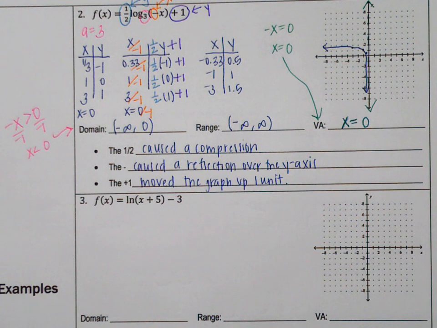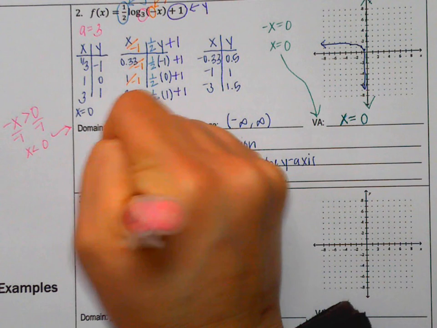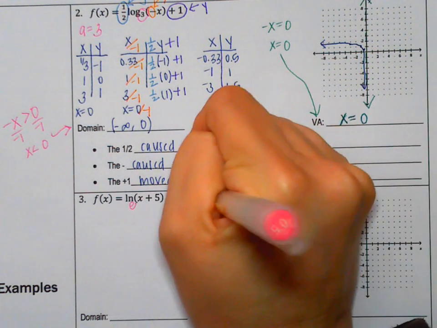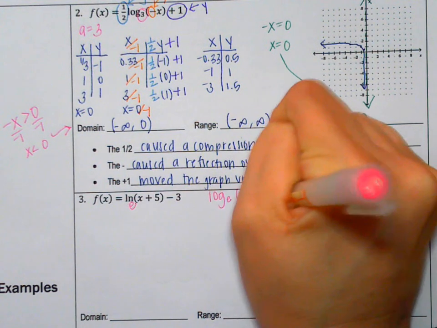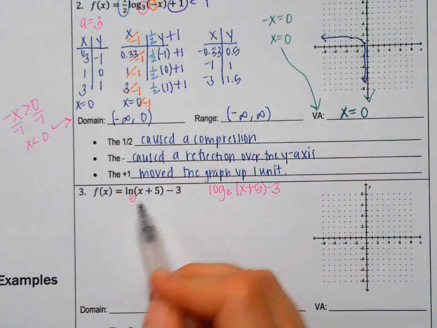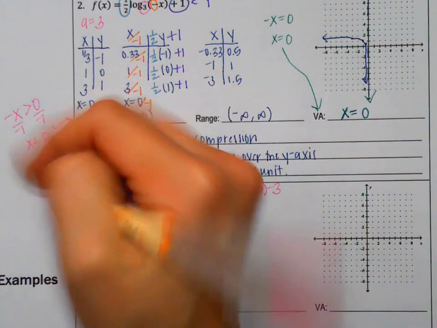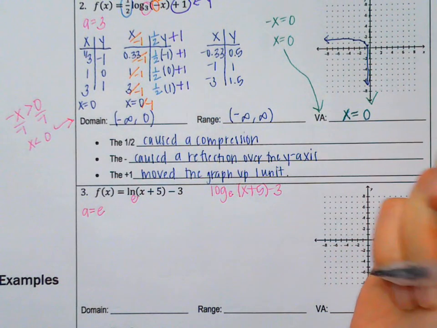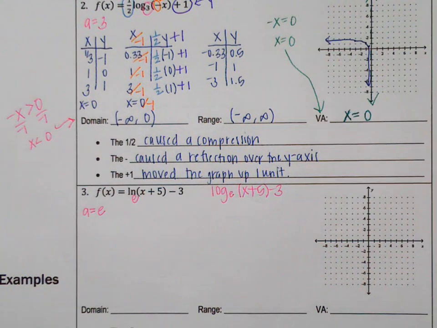So 3 is one of our natural logs. So we think, okay, well, what's the base here? Well, we know ln is always going to be the same as log base e. So if you need to write it as log base e of x plus 5 minus 3, then go ahead and do that. But ultimately, all that matters to us is what is my base? What is my a value? And in this case, a is equal to e, or as we know, 2.72 approximately. So that's not going to really change anything from what I've been doing in all of the other problems above.